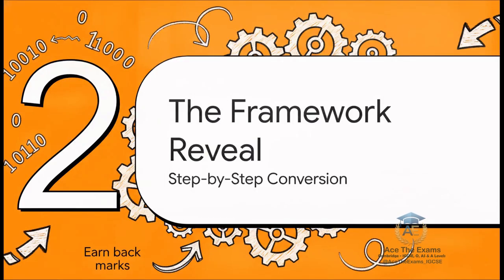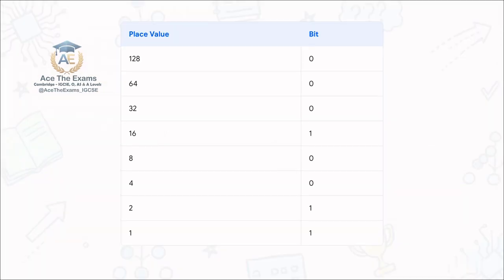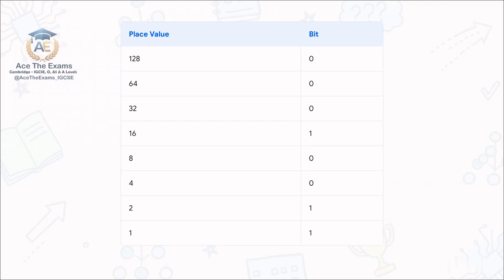Section 2. The framework reveal. Step-by-step conversion. Okay, let's pivot and dive right into the practical mechanism here. The absolutely crucial step here is mastering the 8-bit place value grid. Starting from the right, the value is 1. And as we move to the left, each column's value just doubles, so it goes 2, 4, 8, 16, 32, 64, and finally 128. This whole thing represents 1 byte of data.